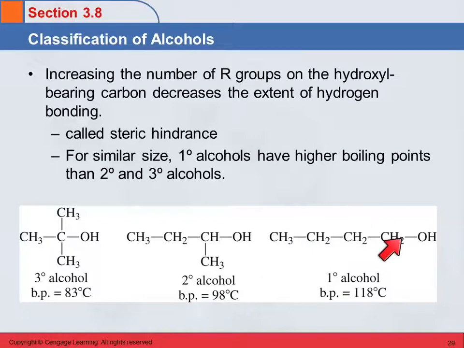So primary alcohols are going to have stronger intermolecular forces for their size. So this one has a boiling point of 118. When we start to branch this, make this a secondary, the boiling point goes down. When we branch it into a tertiary, the boiling point goes down even farther. And that's called steric hindrance, and that's these R groups getting in the way.